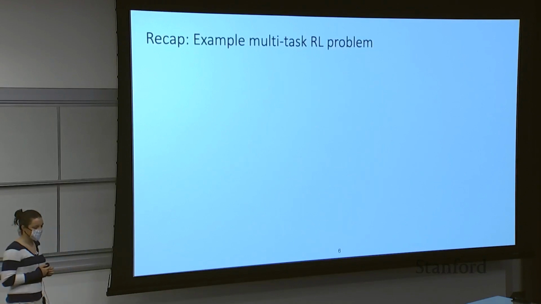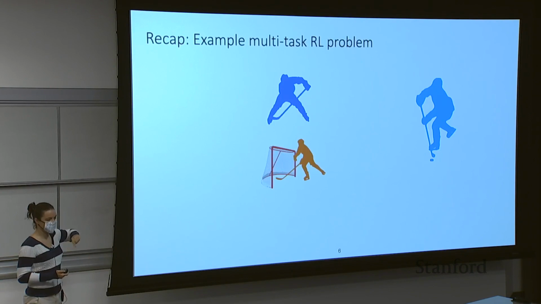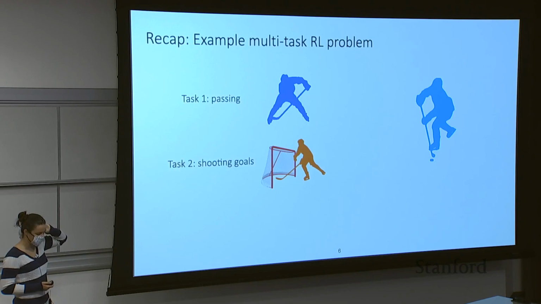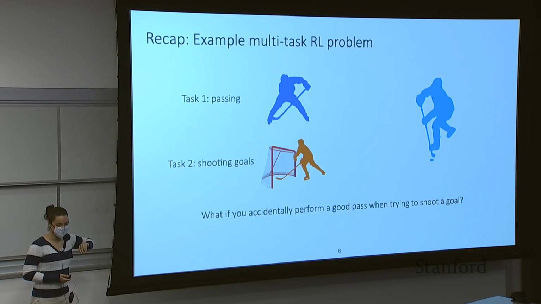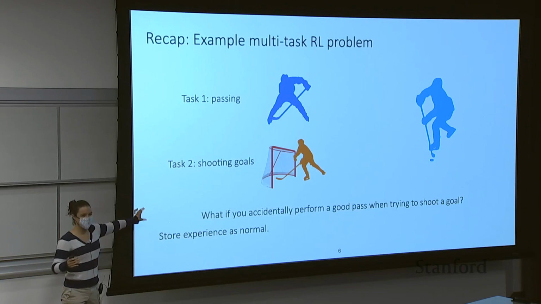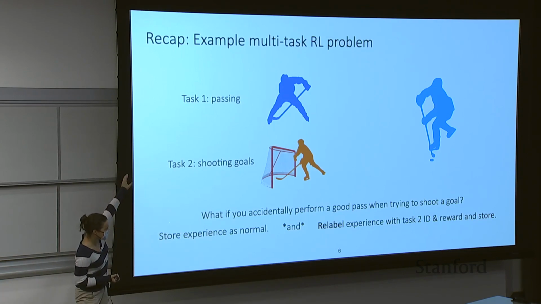Great. So we also looked at this example where we want to hit a puck into a goal, or we want to pass it to our teammate. So task 1 is passing, and task 2 is shooting goals. And if you accidentally perform a good pass when you're trying to shoot a goal, then you can store that experience as normal, but also pretend that that was actually what you were trying to do, and relabel that experience with the task identifier of task 1. I think that's a typo. Relabel it with task 1 and store it in your buffer.